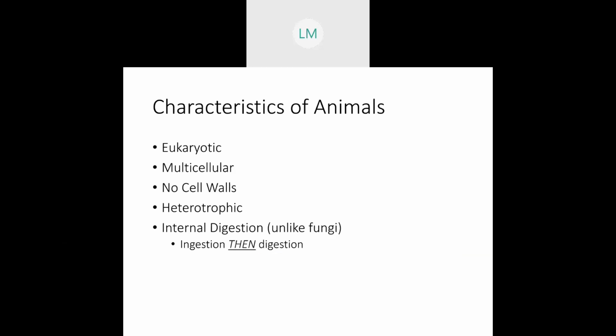Unlike fungi, however, animals are going to digest their food internally. So with fungi, it was external digestion, meaning that they would put enzymes out of the cell into the environment to digest the food and then obtain the nutrients. Animals are going to ingest the food and then digest the food. So it was similar to fungi in the sense that we're heterotrophic, different than fungi in the sense that we are digesting internally rather than externally.